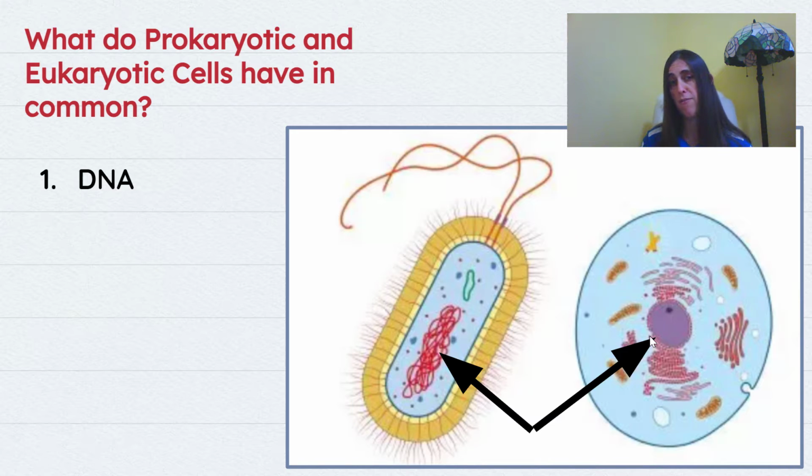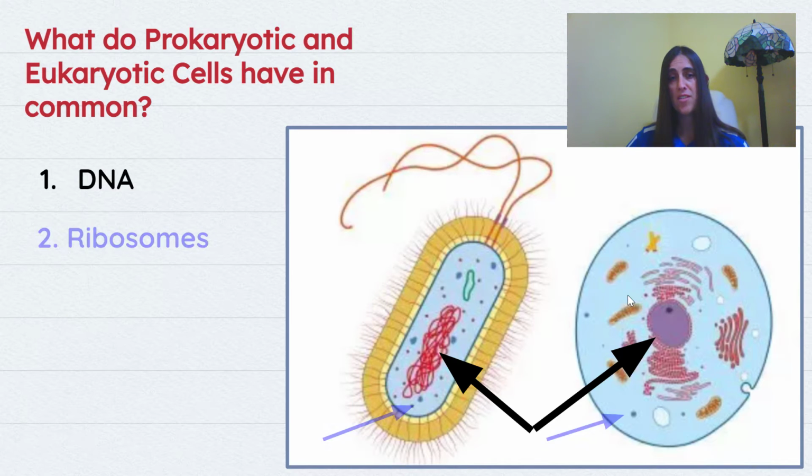to develop and function. The second important feature that they have in common are ribosomes. This is where protein synthesis takes place, or where protein is made in the cell. And protein is responsible for the cell structure and the cell function. It cannot live without protein. So, ribosomes are found in all cells.